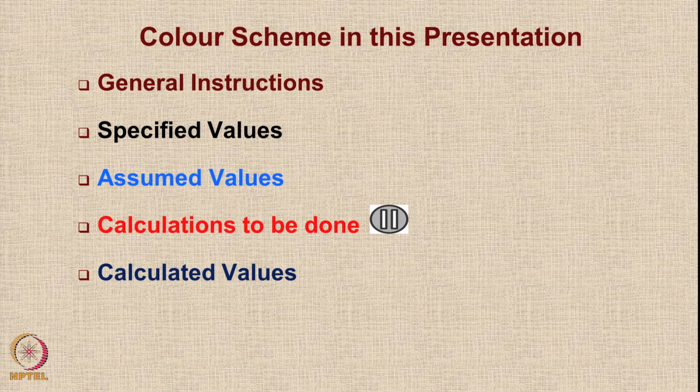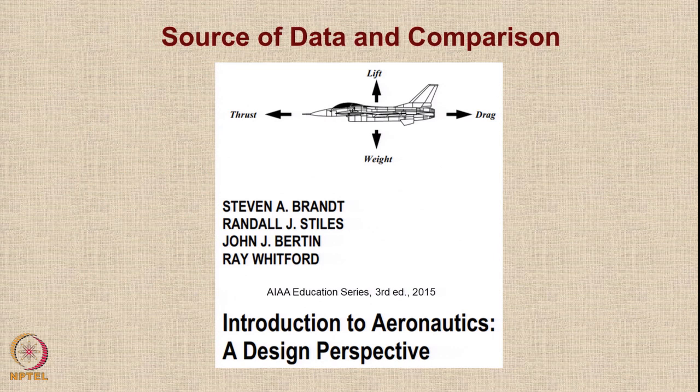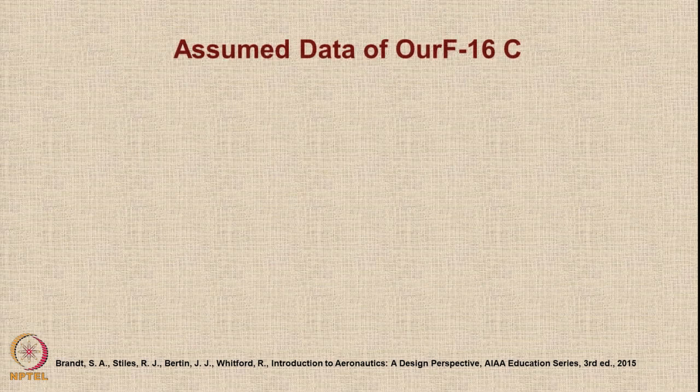Now, since this is a theoretical aircraft, we don't have any data to compare with. The source of data and comparison for this presentation comes from the basic F-16C parameters, which have been listed in this textbook by Brandt, Stiles, Burton and Whitford. And we have used an assumed mission profile, so it has nothing to do with what the F-16 does. So, we will assume some data for our F-16C aircraft.